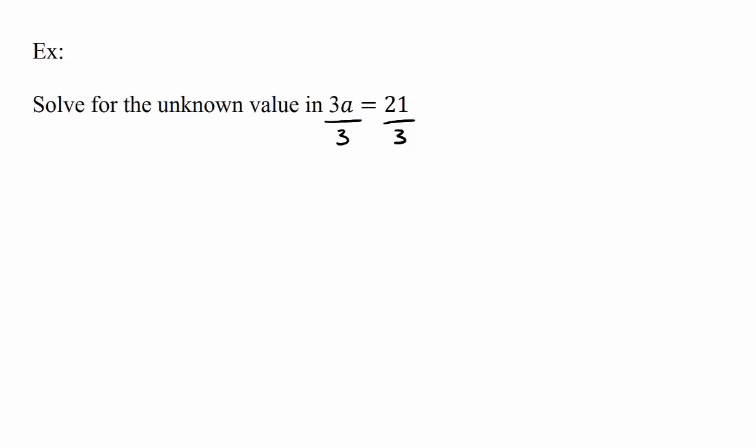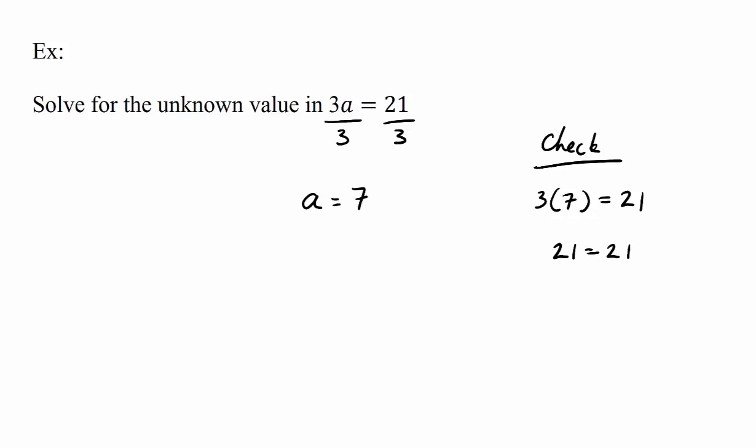On the left-hand side, 3 divided by 3 is just going to be a 1. And we don't normally write the 1 in front of a variable. We can just assume that it's a 1 there. And on the right-hand side, 21 divided by 3 is 7. And again, if we wanted to check our answer, 3 times 7 does equal 21.